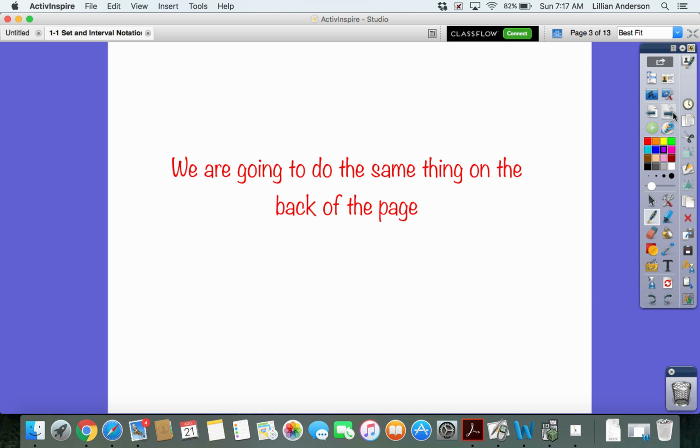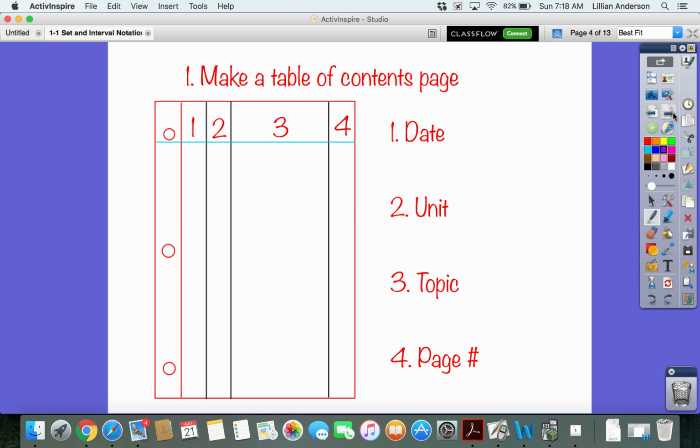Not only are you going to do that on the front, you're also going to do the same thing on the back, okay? Because we need a table of contents as a reference. That way, as we're going through the year and you want to go back to studying, you're like, oh man, I don't remember what we did in domain and range. You'll have the table of contents right there. You'll have the page number, you have the unit, you'll be able to go back and reference it nice and easy. So if you need to, go ahead and pause this video and make that happen.